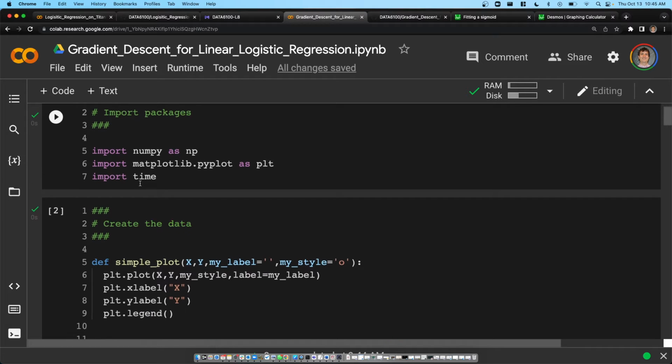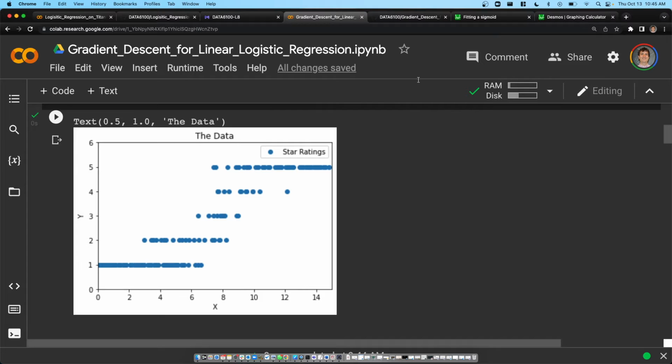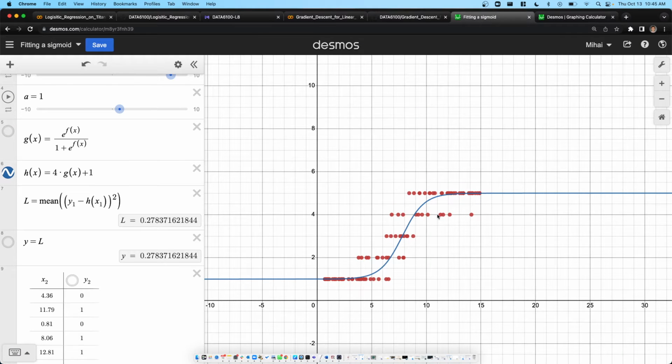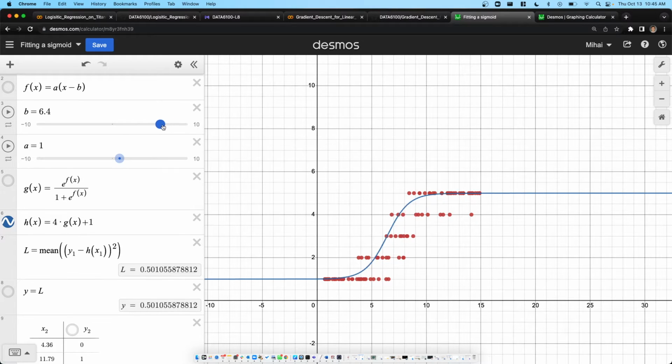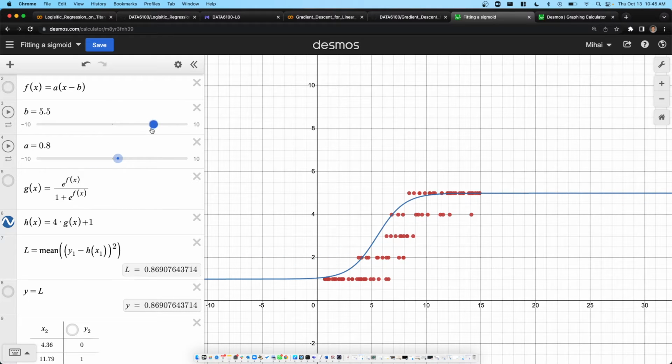So import the packages, create the data. This is the same data as we had last class, or 2 classes ago now, I guess. And when we did it in class, we were saying, you can fit the sigmoid by just messing with these parameters, right? Like you change the A and the B parameter, and that will change where the sigmoid is. Okay, you don't want to flip it negative, right? You want to keep it like this, and you can try to fit really well.